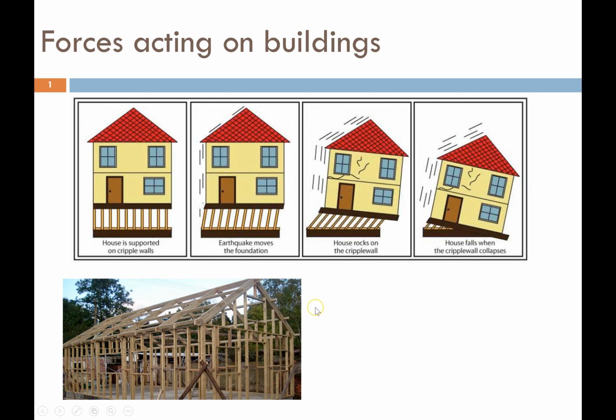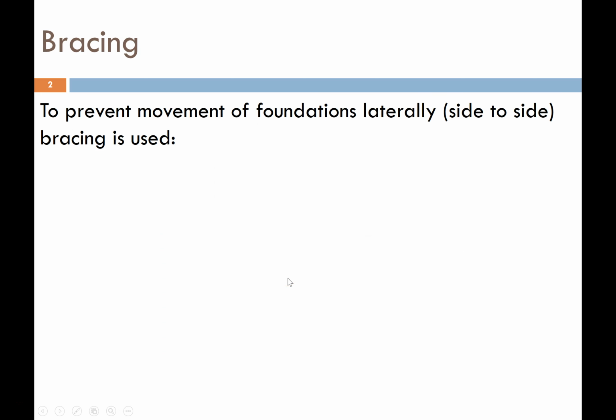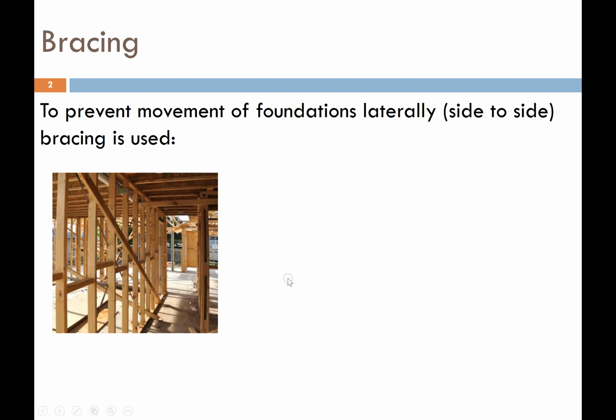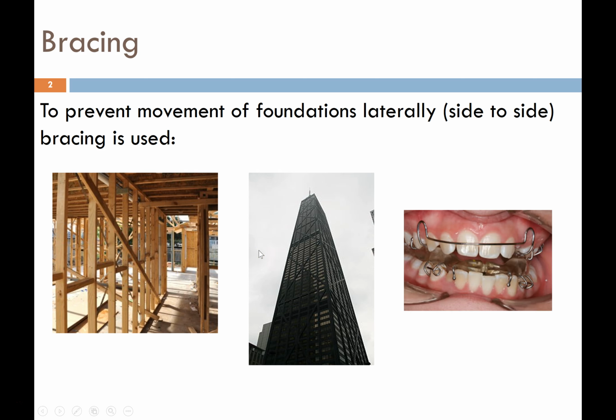So there's an example of some framing that will be bracing. And here's an example of one that doesn't have bracing and what can happen. So to stop it moving side by side, we can use bracing. There's an example of a really long brace, bracing going up buildings. And remember when you had braces as a kid, it's to stop movement.